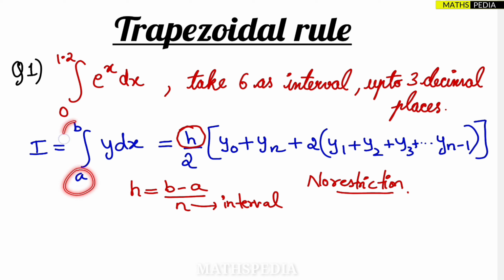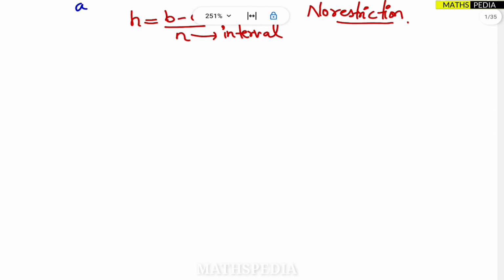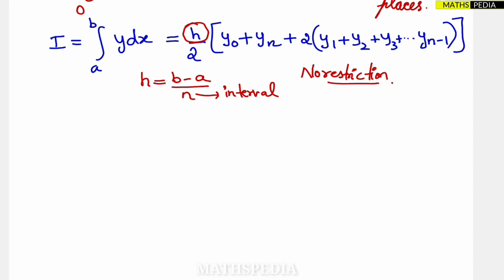Okay, so we have the lower limit and the upper limit. We divide by n to get the h value, then substitute the h value here to get y0, y1, y2. We'll try to understand this in the table. So we have to form the table. Always remember, the first step is to find the h value, and then we'll understand how to form the table.